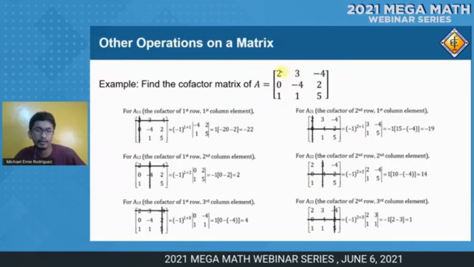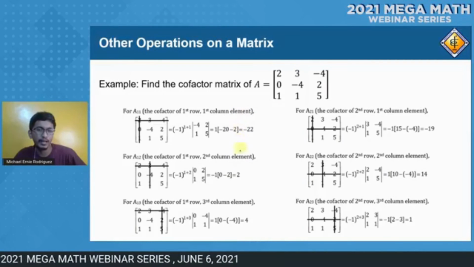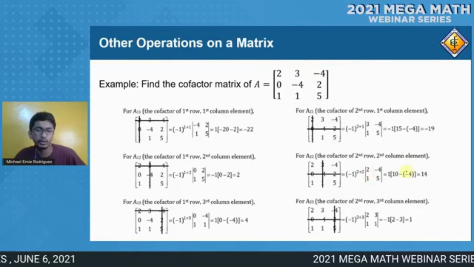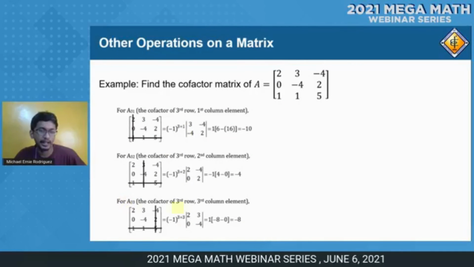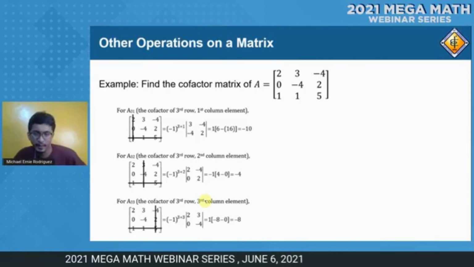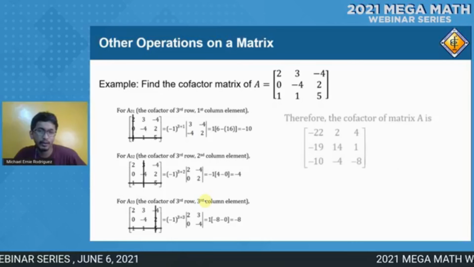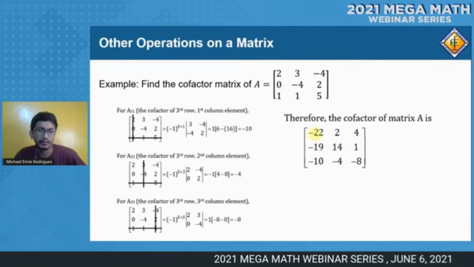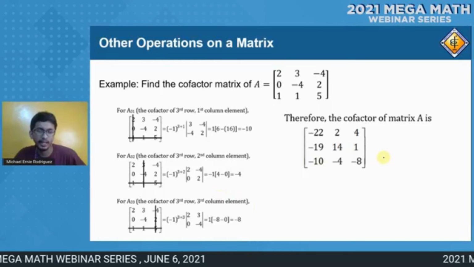So, since you have 3 by 3, 9 elements yan. So, kukunin mo yung cofactor ng siyam na elements. So, continue tayo. And then, ayan, hanggang A33 na cofactor. And then, pag nakuha mo na lahat ng cofactors, you can now form the cofactor matrix. So, ito yun, di ba? Negative 22, 2, 4, negative 19, 14, 1. Tapos ito, negative 10, negative 4, and negative 8.